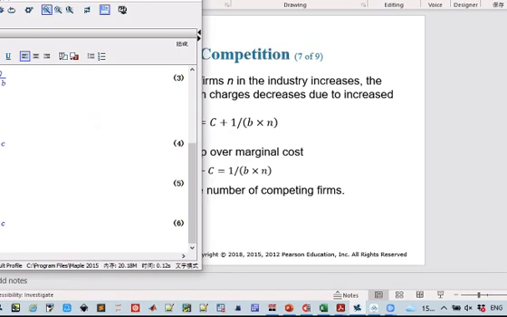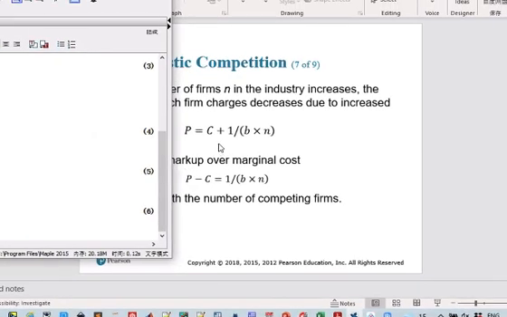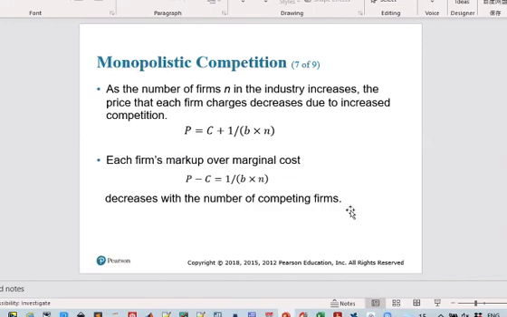So just take a look here one more time. P equal to C plus 1 over B times N, right? That's the equation here. If you move the C over to the left-hand side, then you have this on the left here. So now you know how we get this equation, and we can look at what it really means.